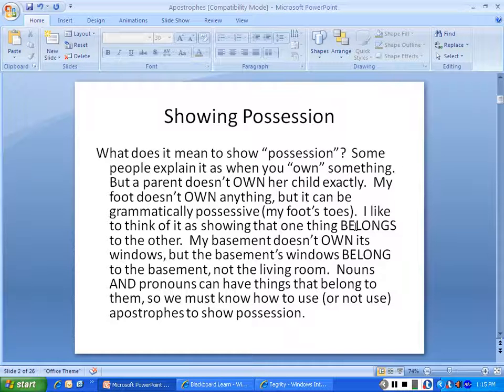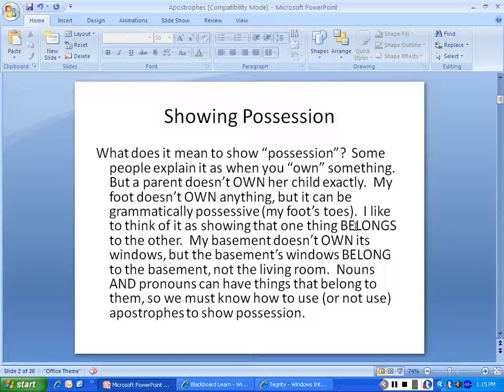One of the first uses of apostrophes is showing possession. But what exactly does it mean to show possession? Some people explain it as when you own something, but a parent doesn't own her child exactly, and yet it can be her child. My foot doesn't own anything, but it can be grammatically possessive, as in the phrase, my foot's toes. I like to think of it as showing that one thing belongs to the other.